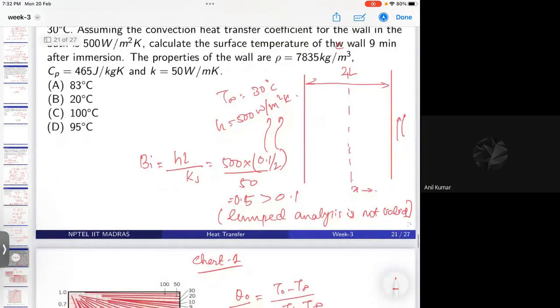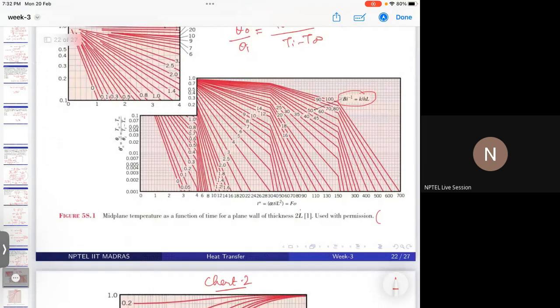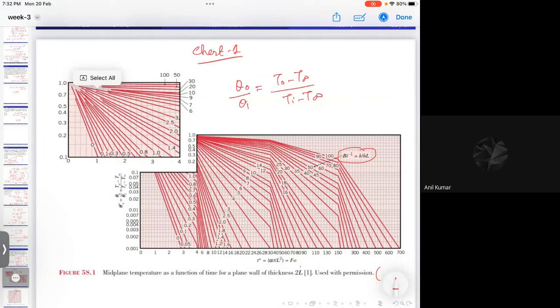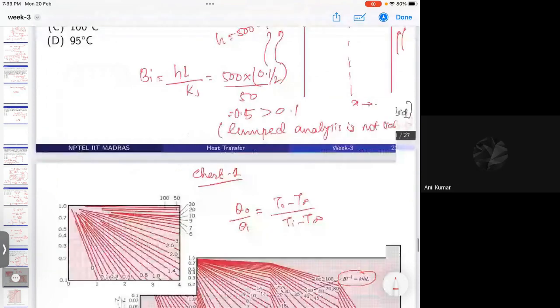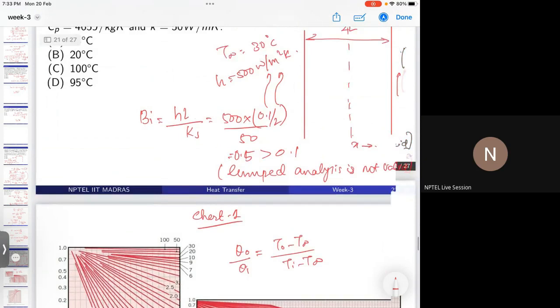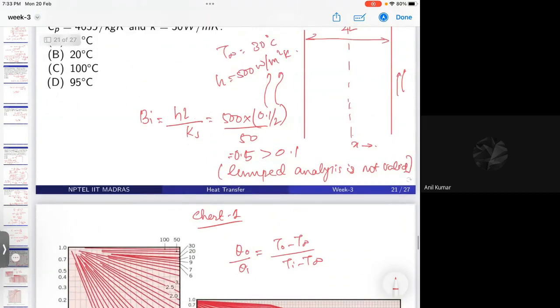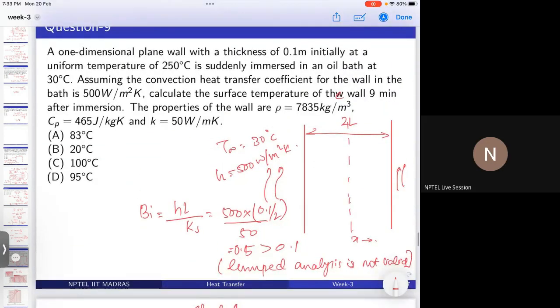So is that value available at 0.05? 0.1 by 2 will be 0.05 now. So can we read that from 0.05 here? We are reading 0.5. Okay, then let me check.